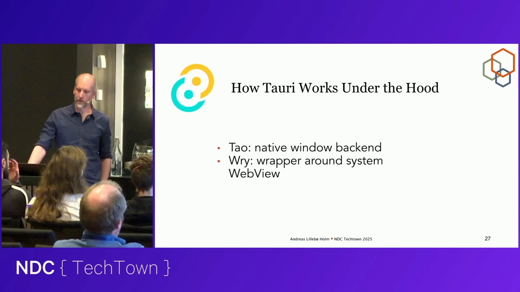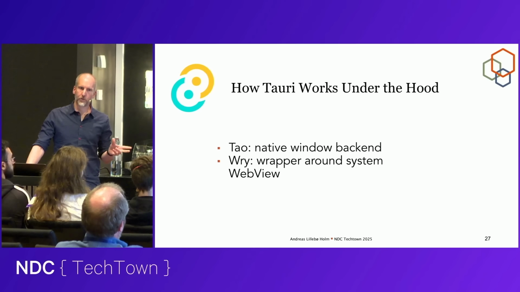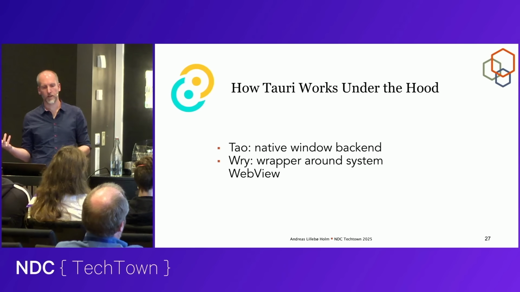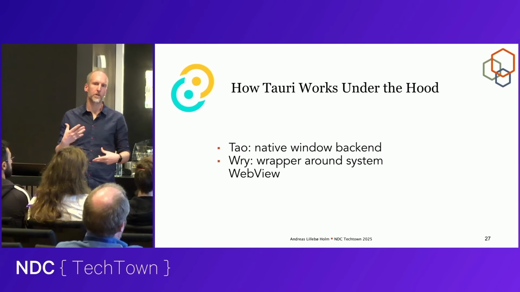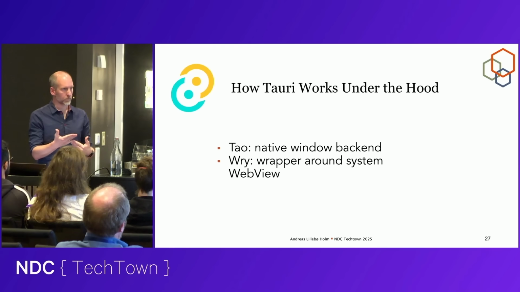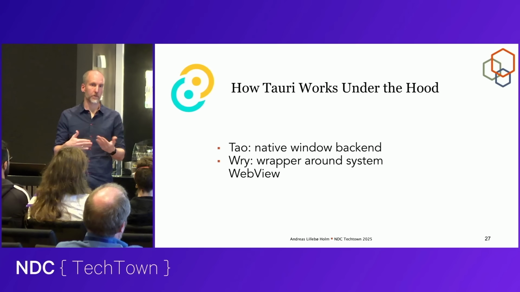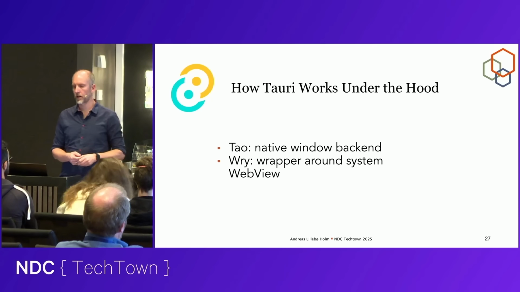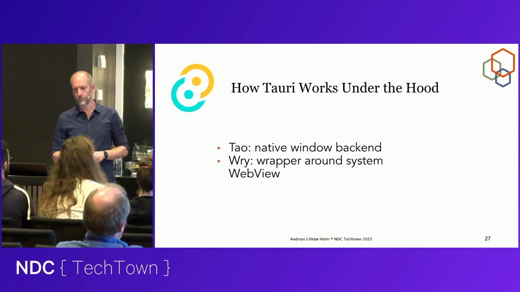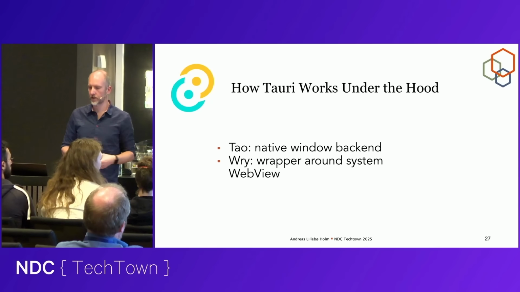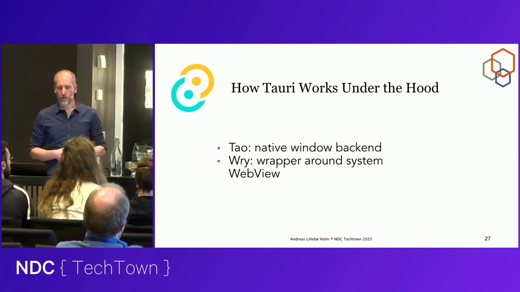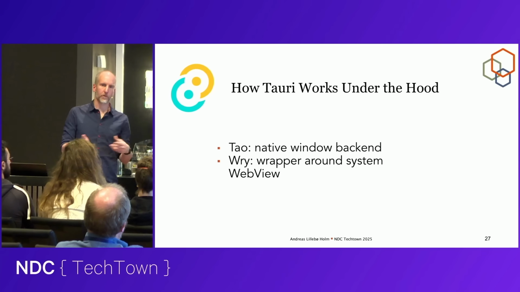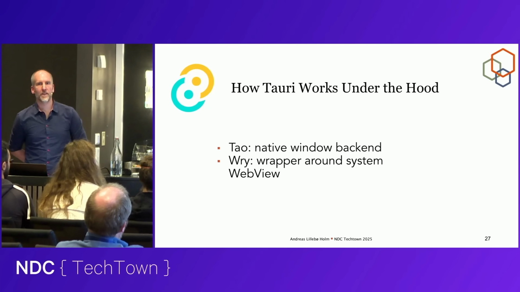So how does Tauri work under the hood? It wraps two Rust libraries, basically. It wraps the Tao library, which is a library written in Rust to handle window management in an operating system. And this is a cross-platform library, so it operates on all major platforms. It also has WRY, which is the wrapper around the system webview, basically. So that's why it's called Tauri, because they say Tao-WRY. So that's where the name comes from.